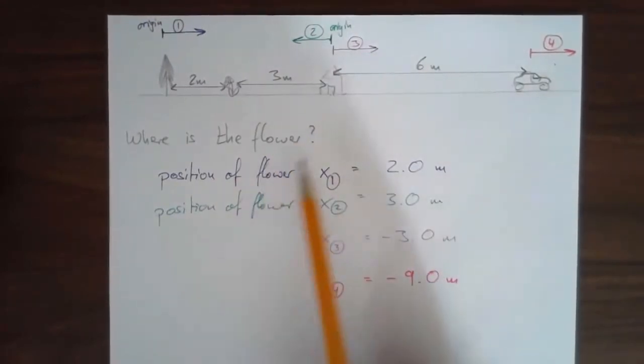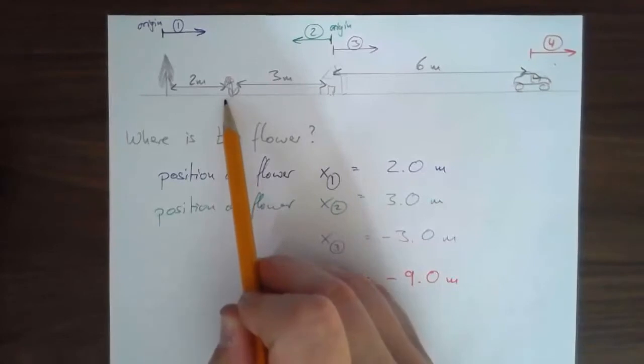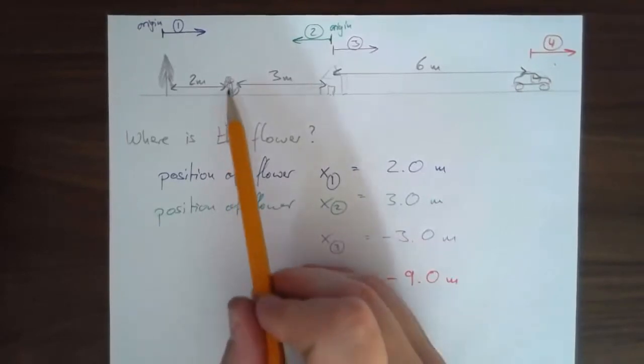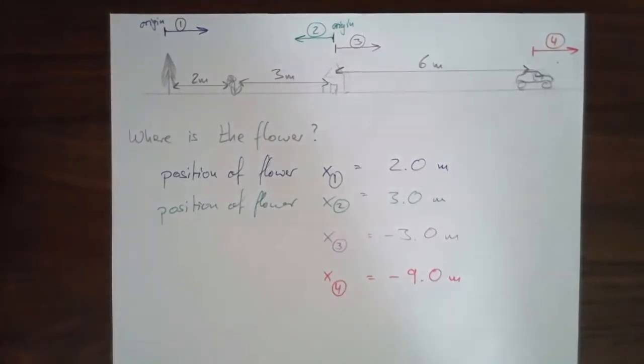Another interesting coordinate system we could have chosen: the flower as our origin. Nothing wrong with that. In that case, the position of the flower would just have been x equals 0, because it is right at the origin.